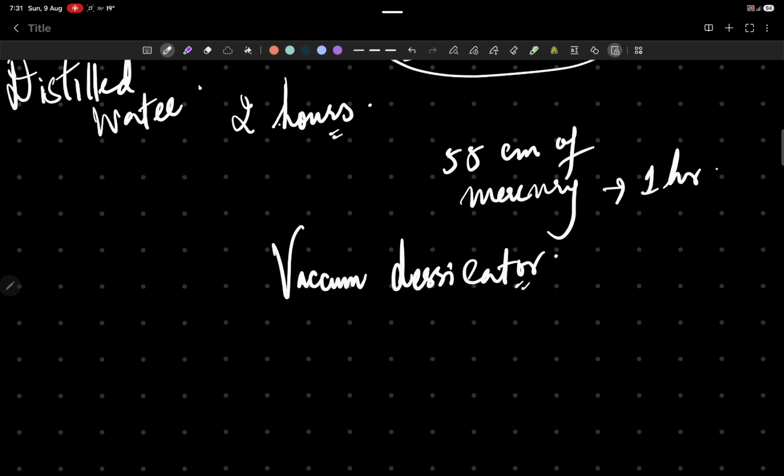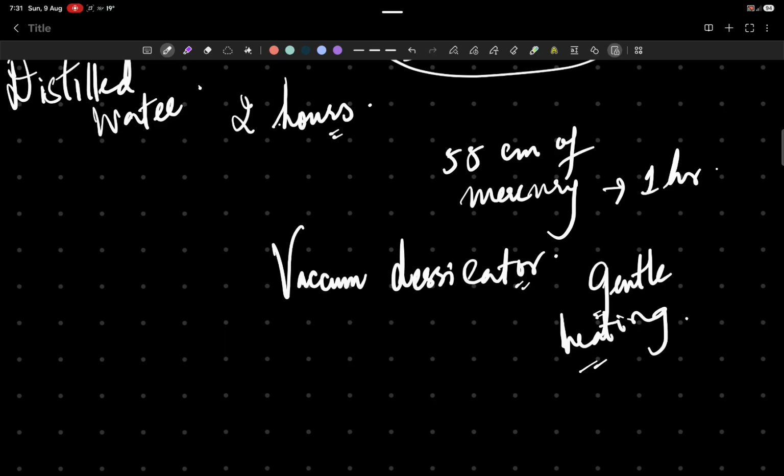Alternatively, we can remove this entrapped air by gentle heating. This may also be noted. So either by gentle heating or by using a vacuum desiccator, we remove this entrapped air. Then more water is added to the bottle to make it full. First we made it half full, then we make it full. The stopper is inserted in the bottle, its mass is taken, and the temperature is also recorded.